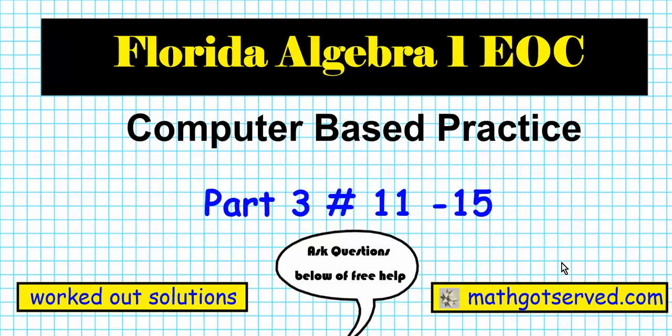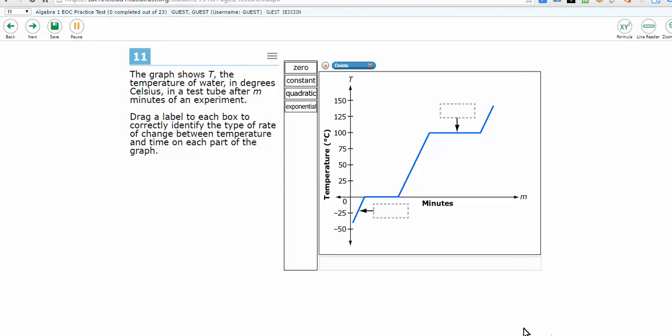In this clip, we're going to be going over problems 11 to 15 of the Florida Algebra 1 Standards Assessment tests. All right, let's take a look at question 11. It says the graph shows T, the temperature of water in degrees Celsius in a test tube after n minutes of an experiment. Drag a label to each box to correctly identify the type of rate of change between temperature and time on each part of the graph.